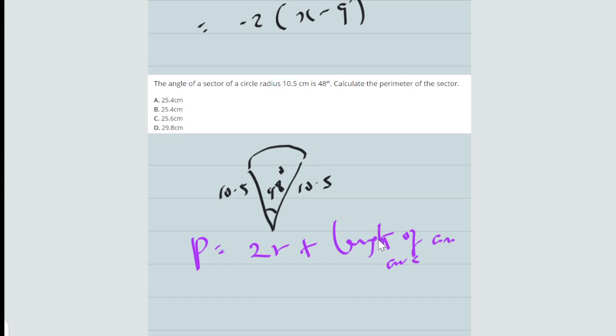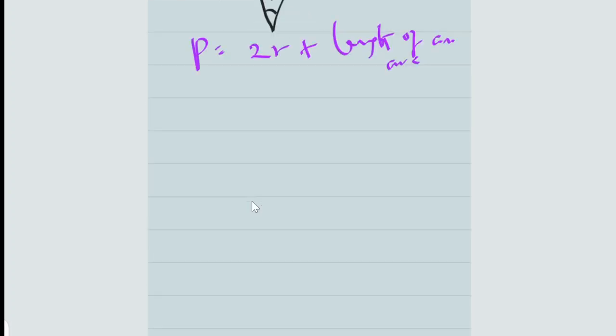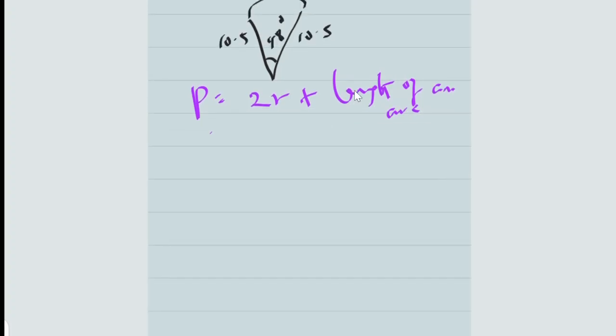And don't forget, the length of an arc is what? Theta divided by 360 degrees, multiplied by 2 pi r. So if I were you, let us find the length of an arc first. Since perimeter is the total length, you find this, and this. So the length of an arc is theta over 360 multiplied by 2 pi r.